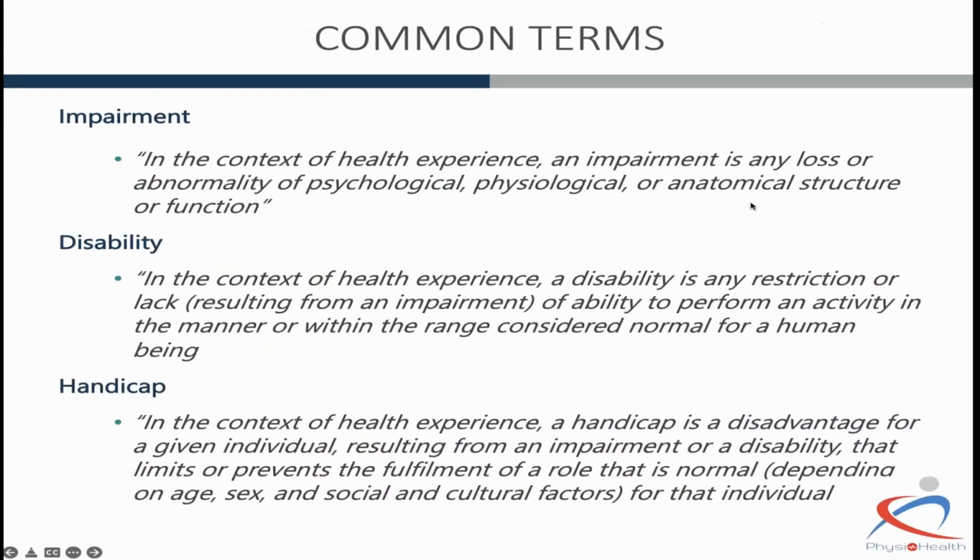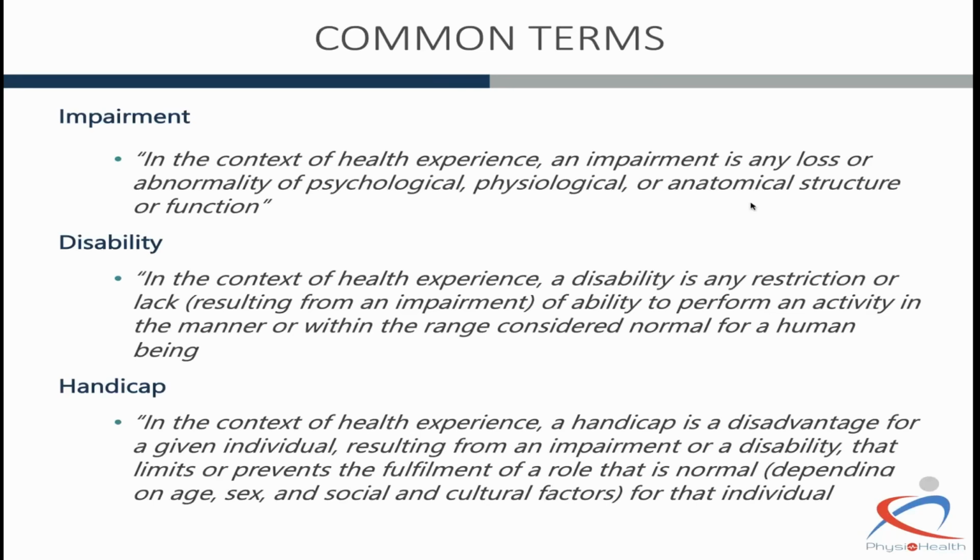All right, so first let's define some terms. Common terms that we use are impairment, disability, and handicapped. Firstly, an impairment is a loss or abnormality of physiological, psychological, anatomical structure or function. In our context, an example of an impairment would be a torn rotator cuff in the shoulder. A disability is a restriction that comes out of that impairment. So for example, with a torn rotator cuff, you're limited in your ability to extend your arm above your shoulder. That would be the disability associated with that impairment.